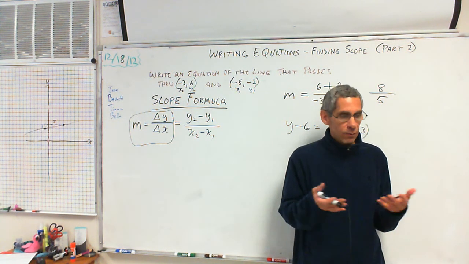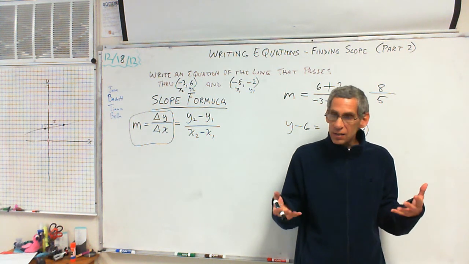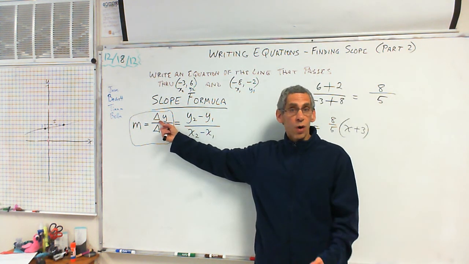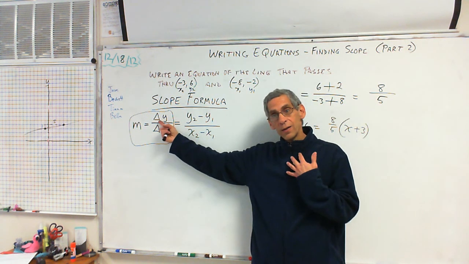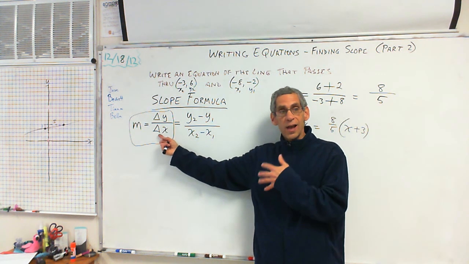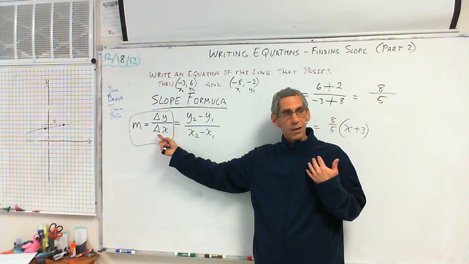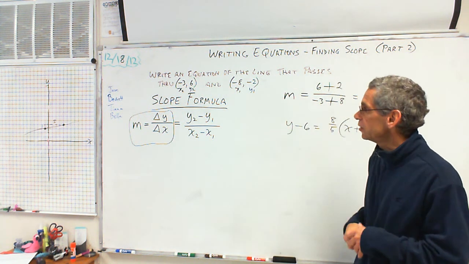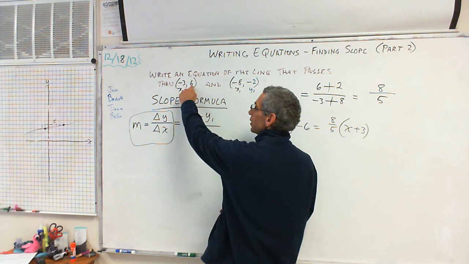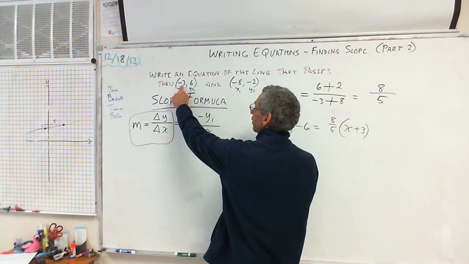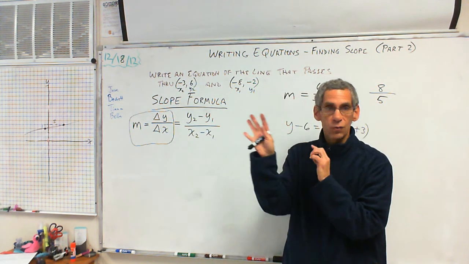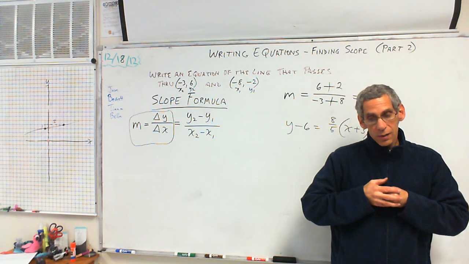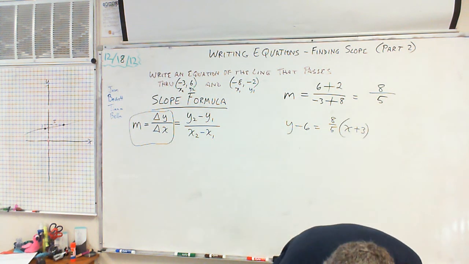The change means subtract. To find the change in something, you subtract. So if you say the change in y, it means one y subtracted from another y. The change in x is one x minus another x. And you just have to remember, if you're going to start with this 6, you got to start with this negative 3. You got to start with the x and y at the same point, whichever point you start with. That's it. So this took way longer than I planned, but that's okay.